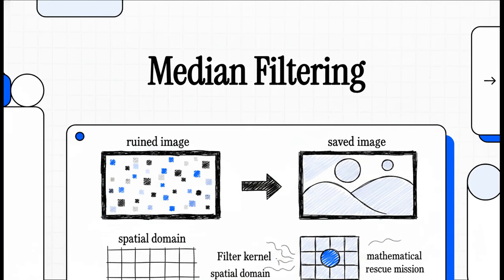Welcome back to another explainer. Today, we're diving straight into the spatial domain to see exactly how median filtering works to save ruined images. If you've ever dealt with digital photographs that just look totally corrupted, spotty, or degraded by random pixels, you are going to find the mathematical rescue mission we're covering today incredibly satisfying.